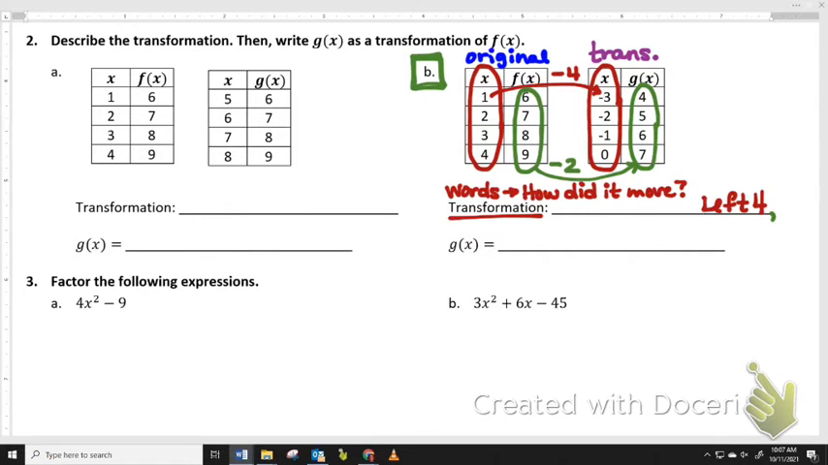This is just like describing a transformation, right? So that's what goes on the first line. Anytime you see transformation, especially if there's a big long line after it, I want words. Down 2. On that second line, this is where I want the equation. So this is my new function name.